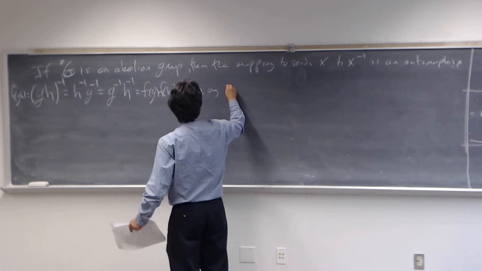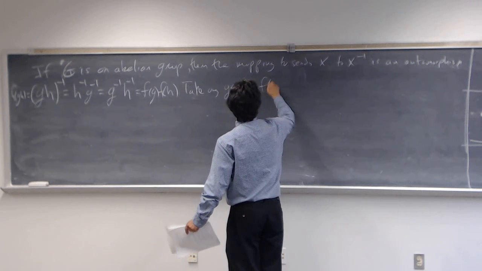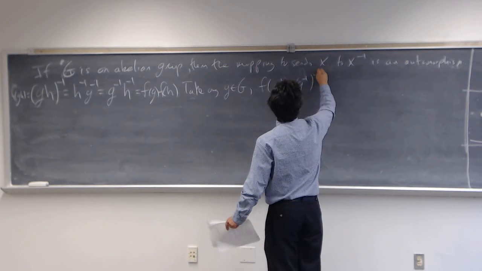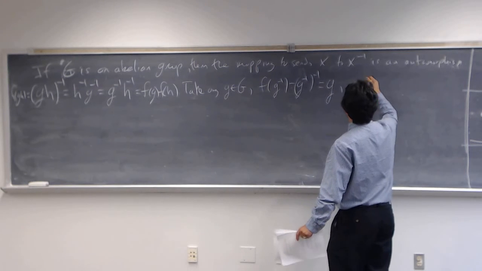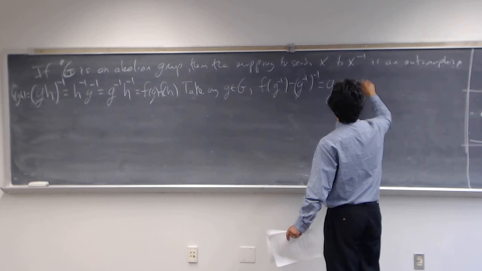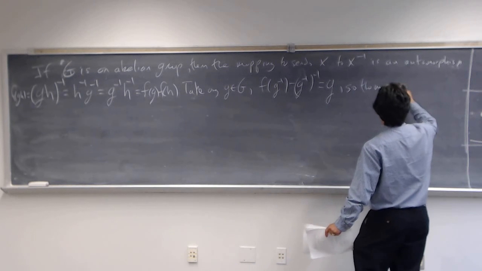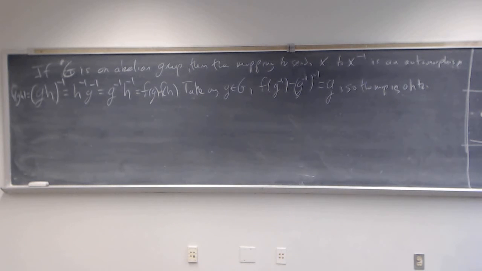Why is it onto? Take any g in the group G, then f of g inverse is g inverse inverse, which is just g. So the map is onto, since given any g in the range, we can find that g inverse is part of the group, and in the domain, that will map to that g.